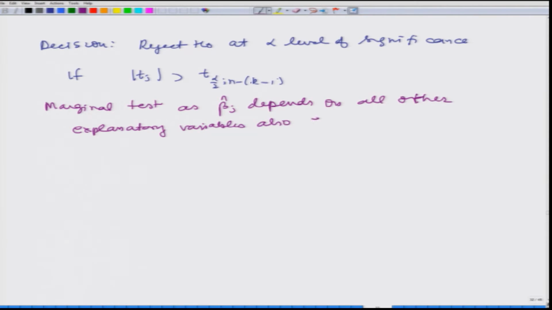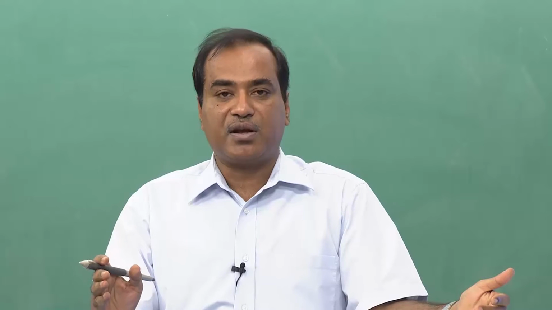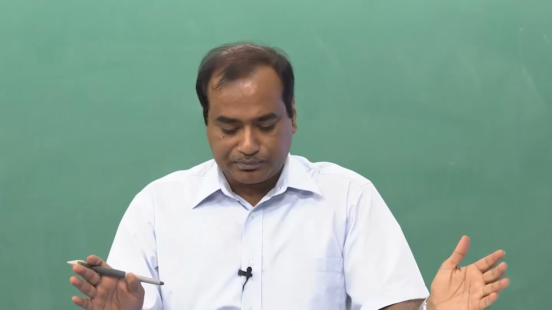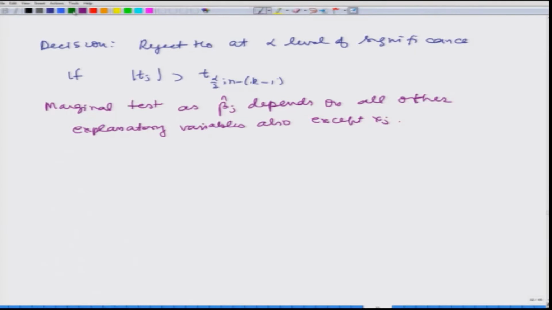Variables also except xj. Right. So, now using this we can identify which independent variables are explaining the variation in y and which are not. Simultaneously, I would also like to discuss the aspect of confidence interval estimation.